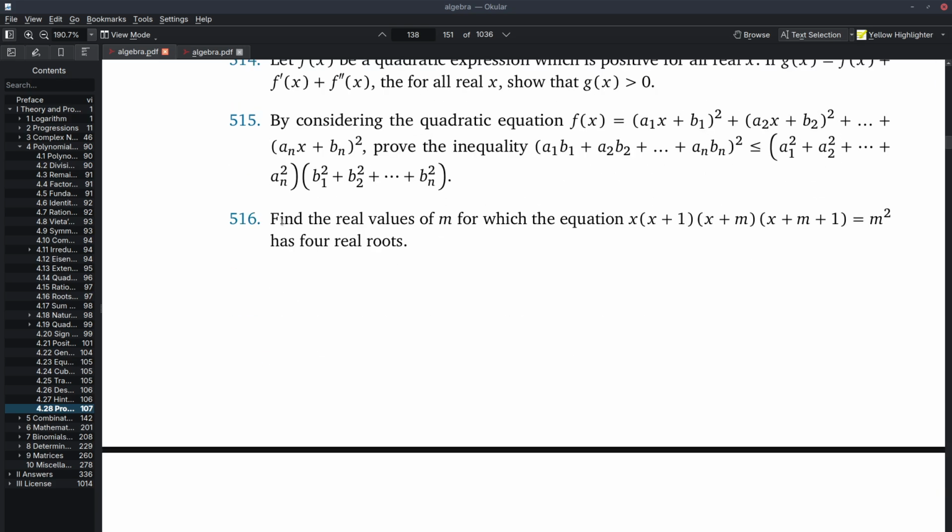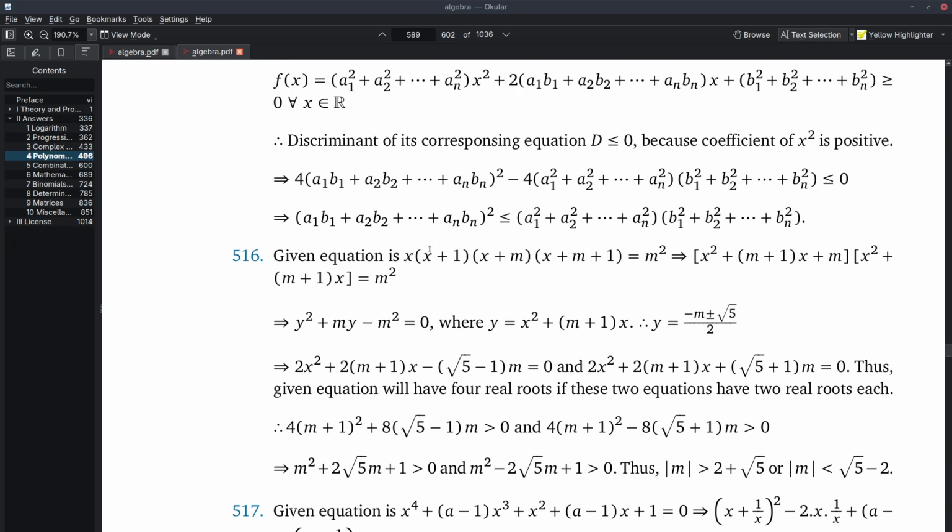Now question 516 says: find the real values of m for which the equation x into x plus 1 into x plus m plus x plus m plus 1 is equal to m square has 4 real roots. So we don't want complex roots here. So we bring it into two terms. What we do here is we write the equivalent equation. We multiply x plus 1 and x plus m. Then we multiply these two, we get x square plus m plus 1 into x is equal to m square.